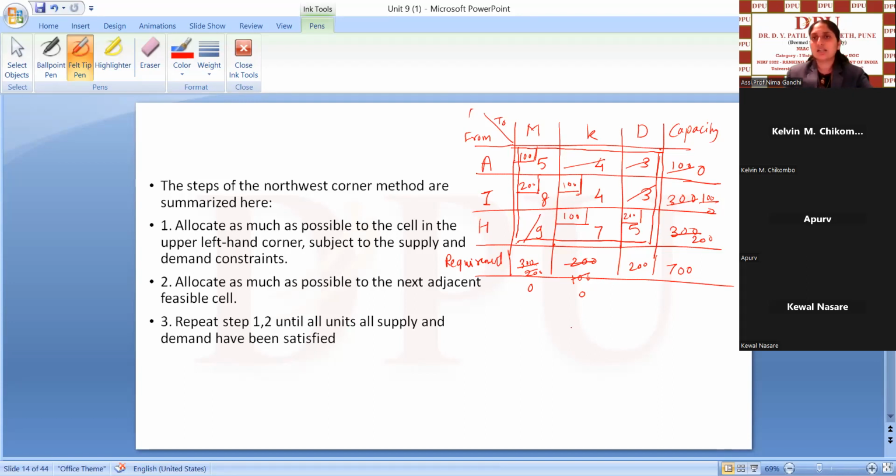So you're starting with the northwest corner in the transportation problem and you're allocating the units, and you end up allocating all the units.